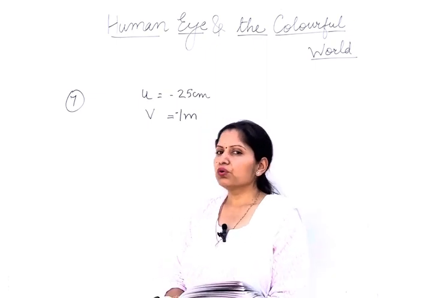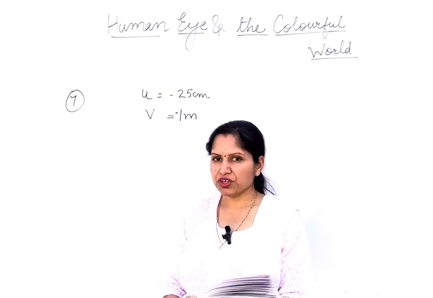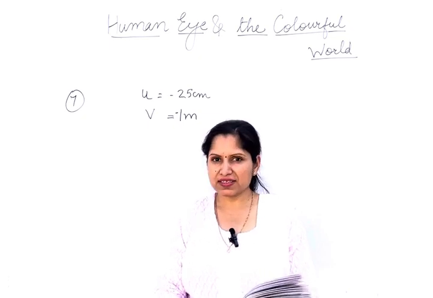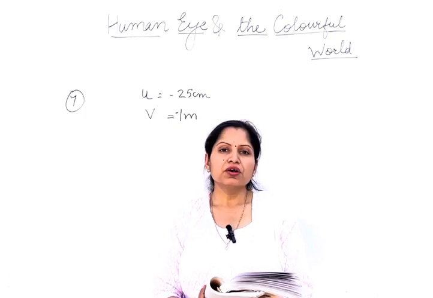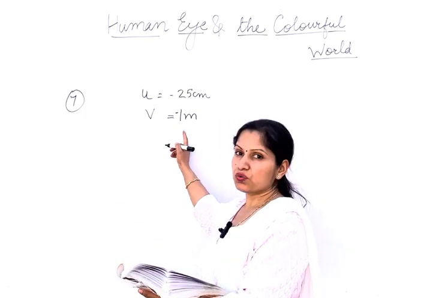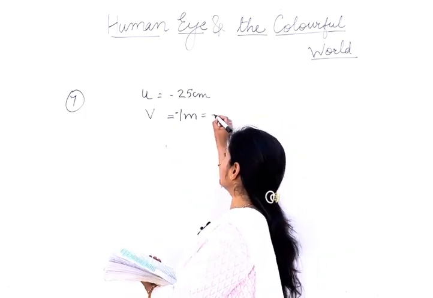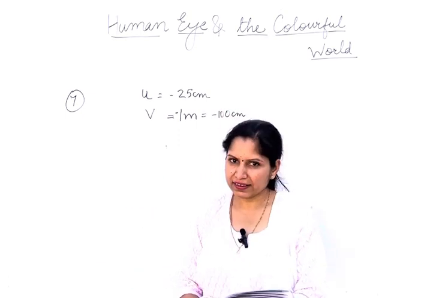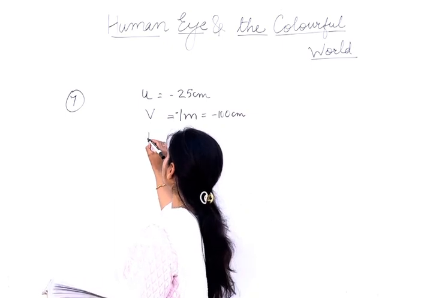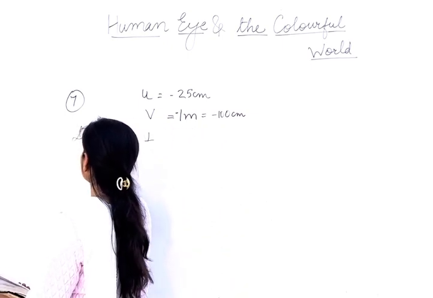Okay. So the near point is 25 centimeter, and so we are going to place the object at the near point only, like normally every person does, but the image will be formed at a distance of 1 meter, that is equal to 100 centimeter. So the person is able to see that clearly. Now find out the focal length by using the lens formula.